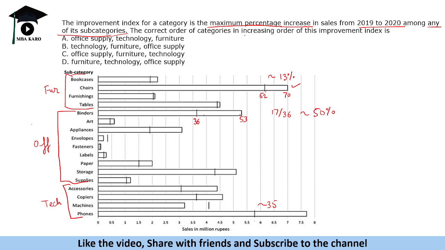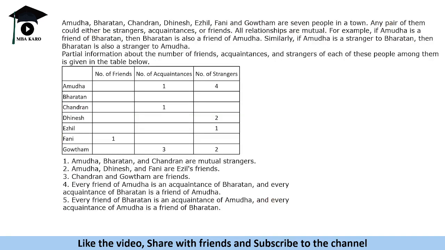What we have to find is the increasing order. So increasing order means furniture should come first, then technology, then office supply. The purpose of this question is not to make exact calculations, but to use estimation. How can you estimate the values and get the answers? Because the answer values are absolutely far off. Okay, so we can just do it that way. Now let's move on to the next set.